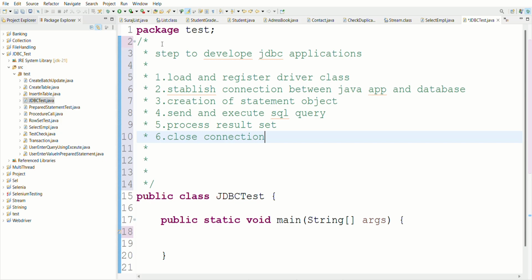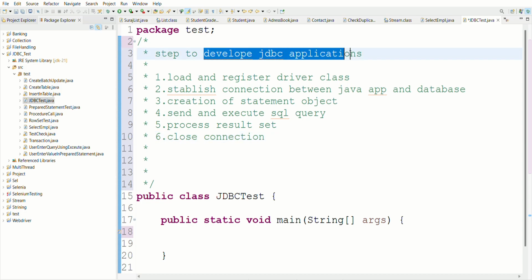This video is related to the standard steps to develop the JDBC application. Let me start from the first step. This is the step to develop the JDBC application.